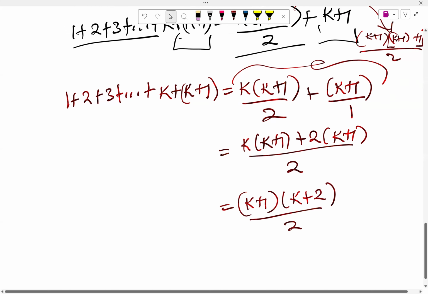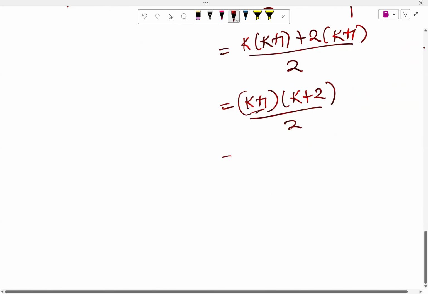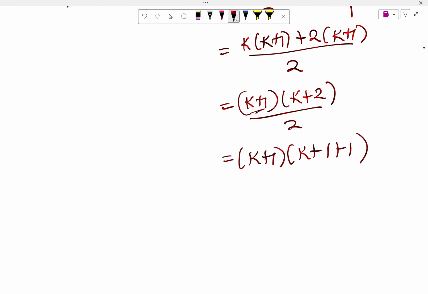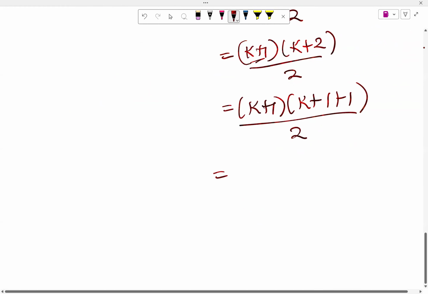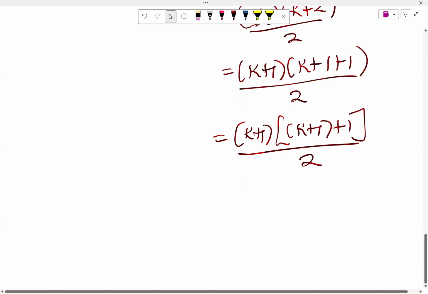Now, things are looking good already because this k plus 1 here, we already have it out here. Then we need k plus 1, and we have k plus 2. That looks like we can actually achieve it. So we have k plus 1 into k plus 1, because k plus 2 is k plus 1 plus 1, all over 2. And then we can go ahead and have k plus 1 into k plus 1 plus 1, all divided by 2. Okay, so now we have achieved our result.